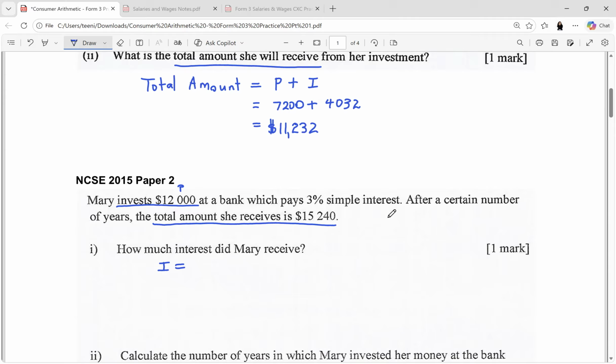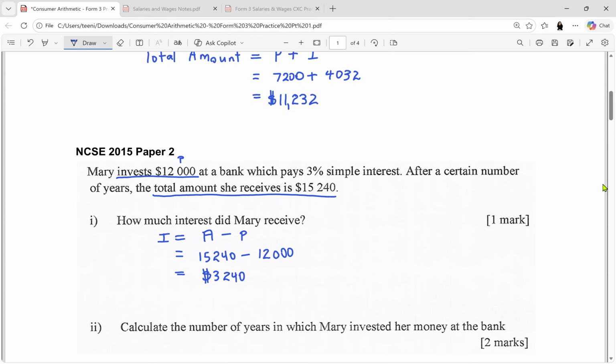So if I were to manipulate this formula, total amount equals principal plus interest, and I want to make interest the subject, I'll minus principal from amount. So interest is amount take away principal. Great. Can you tell me what the answer is, love? $3,240. Correct. Beautiful. So the answer is $3,240, as Matt said. Okay, good.